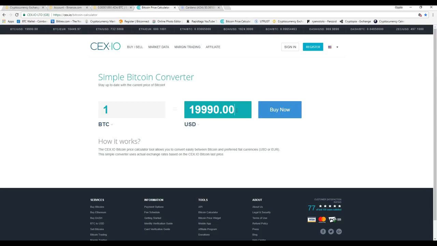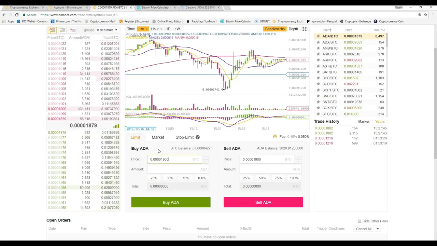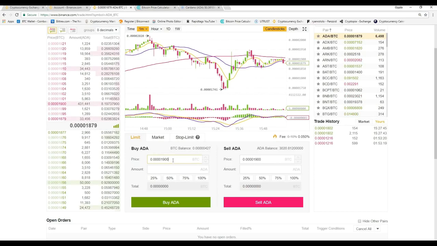So what's nice about this is, say I want to buy Cardano at 25 cents. I would type in 0.25 and it would show me the Bitcoin value right here, 0.00001251. So I would go back over to the Binance exchange and I could type in 0.00001251, and that means that is 25 cents in Bitcoin. So I know exactly what the price is in Bitcoin.